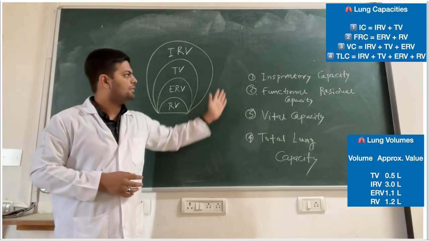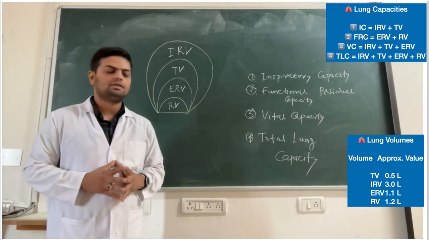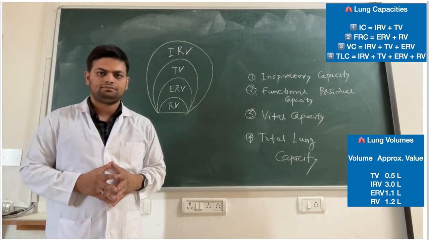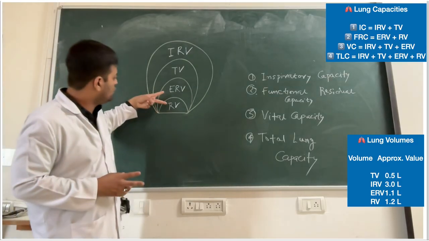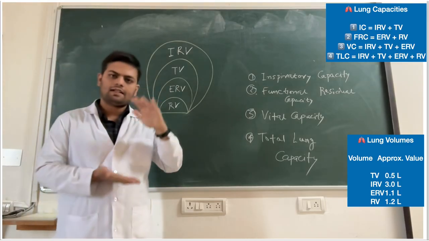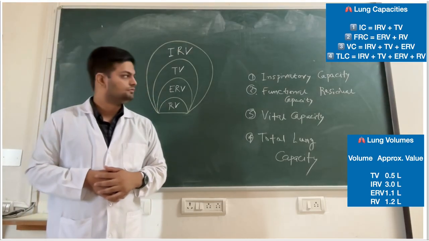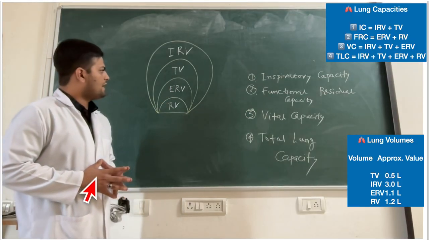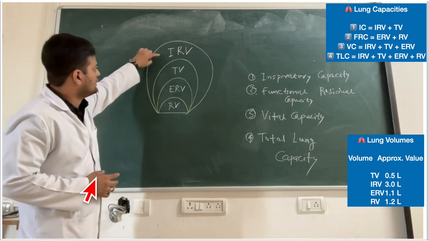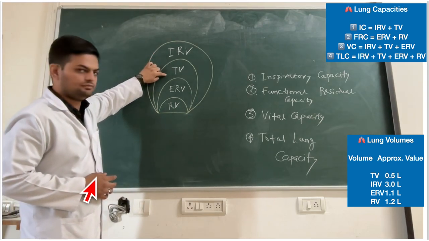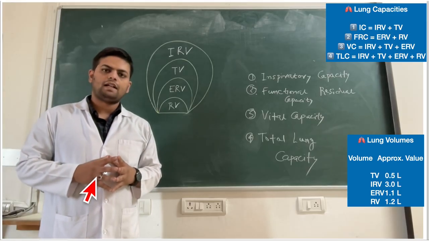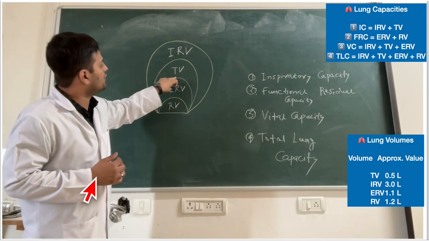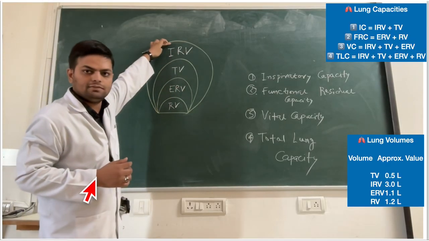Now, let me tell you about the capacities. Before discussing the four different types of capacities, it will be worthwhile to know what capacity is. Very simply, whenever two or more volumes are added together, they are termed as capacity. First of all, let me tell you about inspiratory capacity. Inspiratory capacity comprises inspiratory reserve volume and tidal volume. It is the amount of air a person can breathe in, beginning at the normal expiratory level and distending the lungs to the maximum amount.